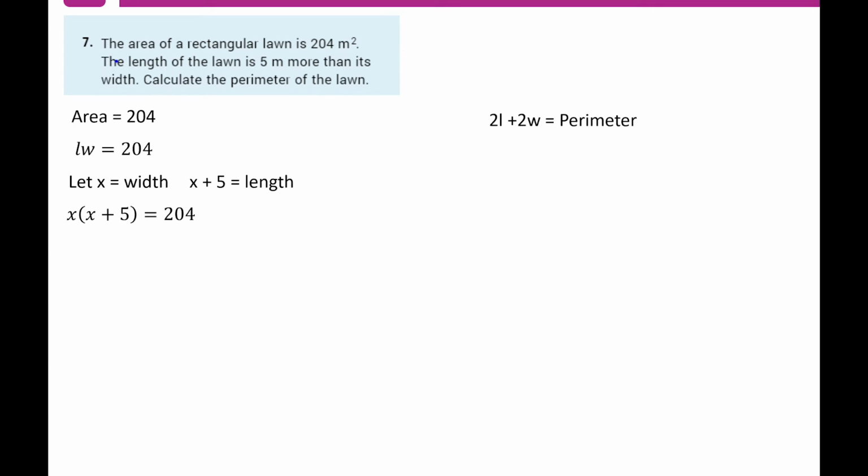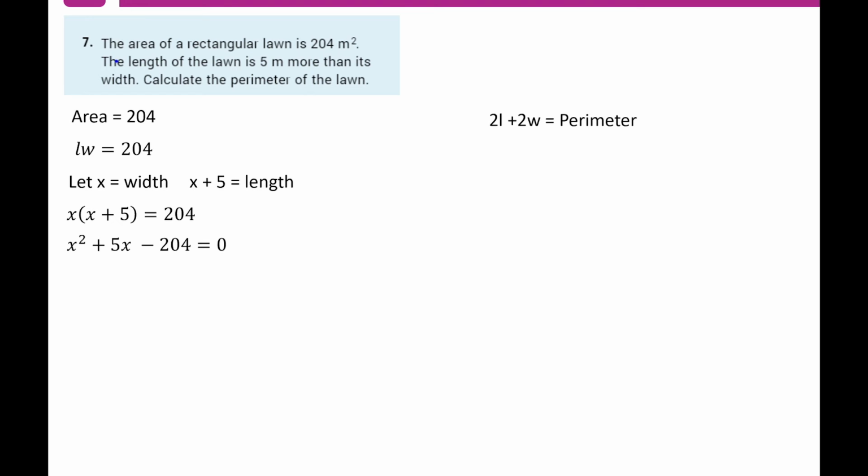I'm now going to expand my equation and solve for x, the width. x times x gives me x squared. x times 5 gives me 5x. And bringing the 204 to the other side gives me minus 204. This is all equal to 0.